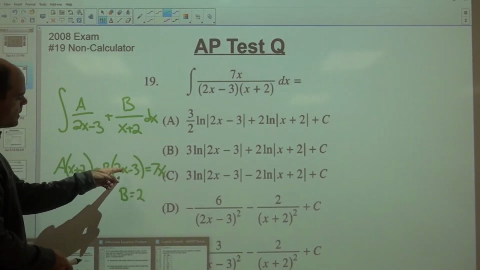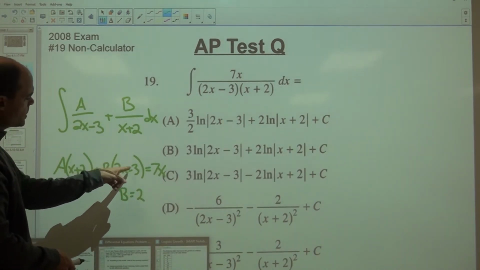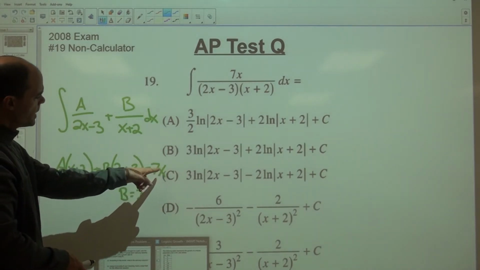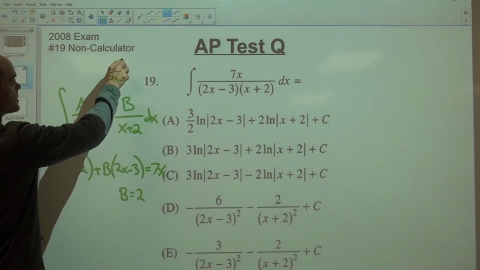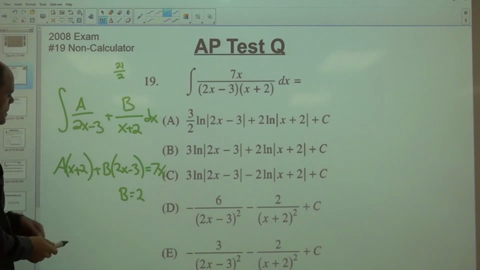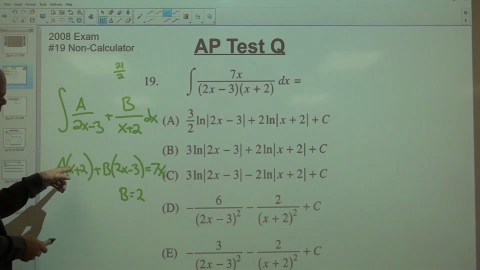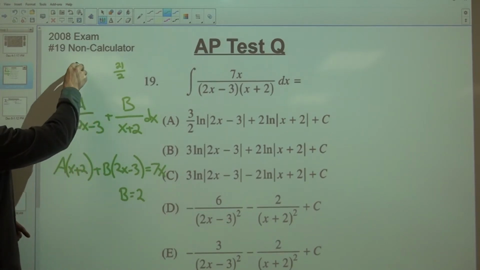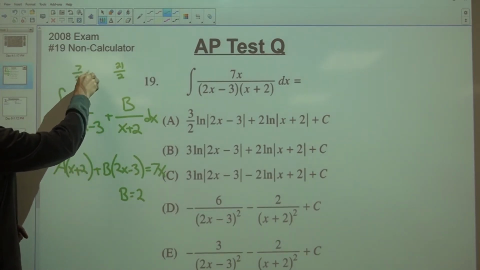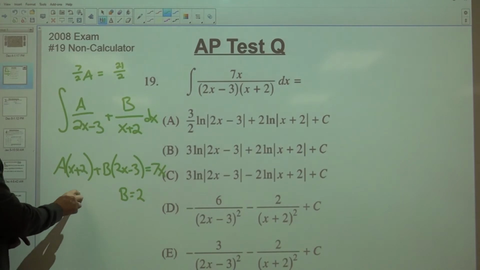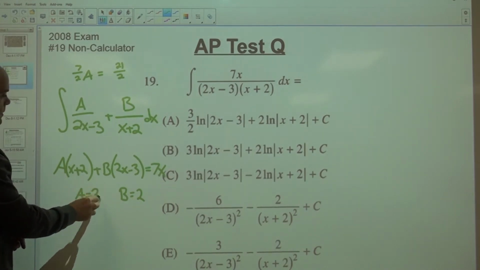By plugging in, what do I want here? 3 halves. This goes away. 3 halves here is going to be 21 halves. And 3 halves here is going to be what? It's going to be 1 1/2, 3 1/2, 7 halves. So we have 7 halves. A equals that, and A just equals 3.